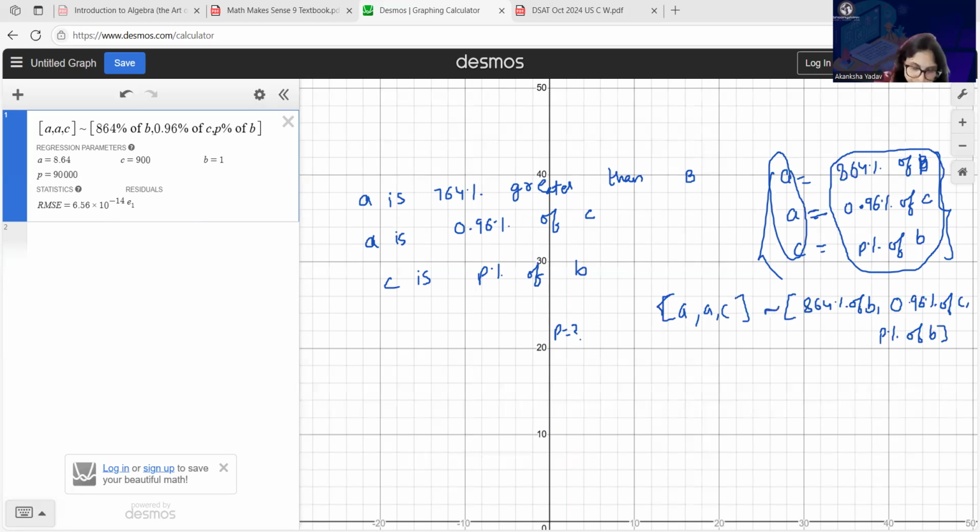Now do you get it? Any doubt over here? Very good. So we have seen how we can do modeling. We have seen how we can do the system of equations. We have seen how we can do normal equations and inequalities. Correct? Shall we move forward?